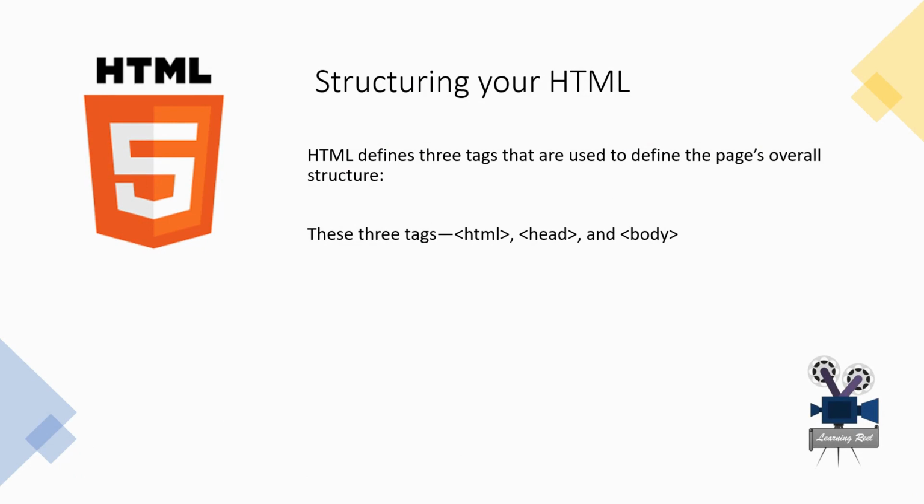HTML defines three tags that are used to define the page's overall structure and provide some simple header information. These three tags, the HTML, the head, and the body, make up the basic skeleton of every web page. They also provide simple information about the page, such as the title or author, before loading the entire web page. The page structure tags don't really affect what the page looks like when it is displayed on the browser. They're only there to help the browsers to understand.